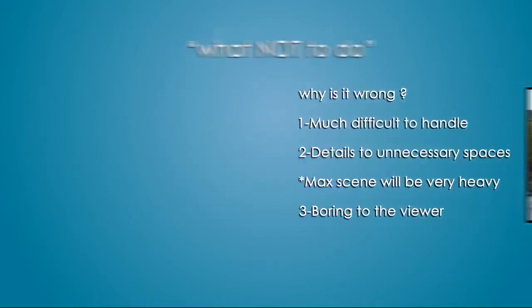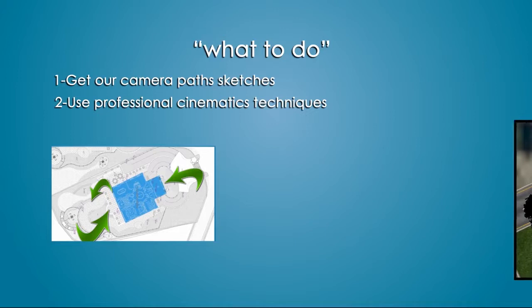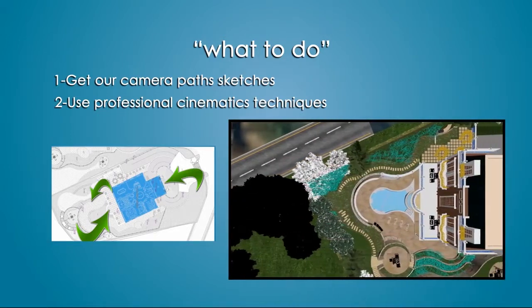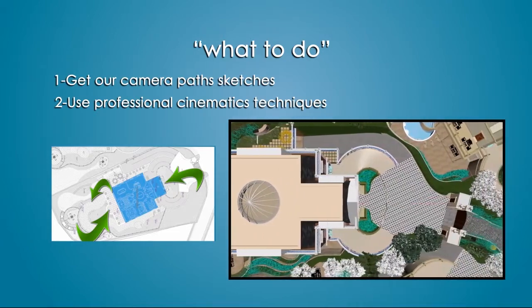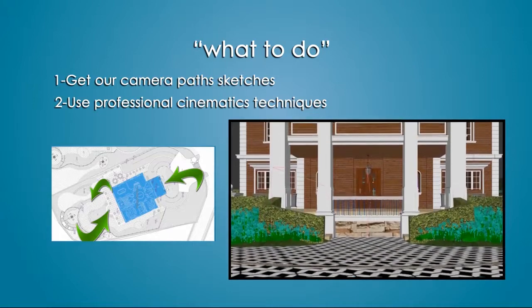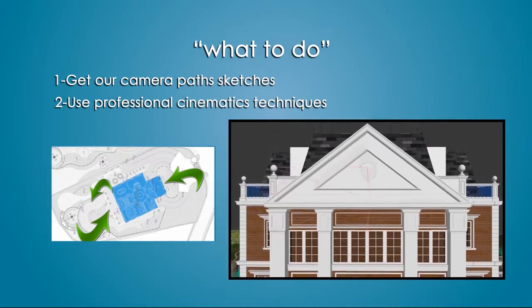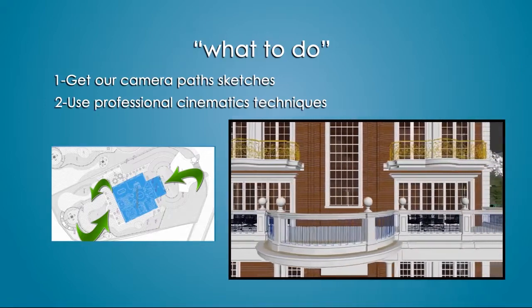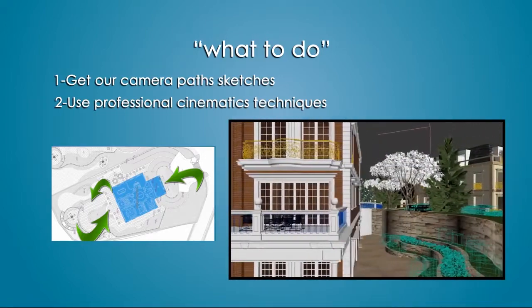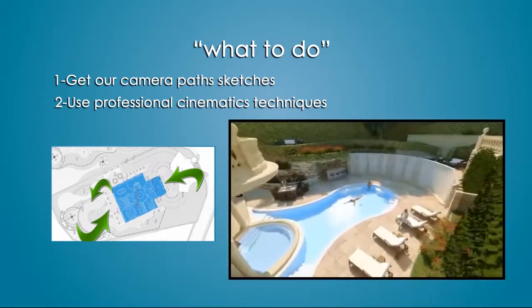What we are going to do is, one, we will get our camera path sketches. Two, we will work our way through them with professional cinematic techniques for camera movements used by real movie creators. In this section, we will learn techniques like the pan, the dolly, the vertigo, and other amazing techniques that really affect the quality of your movies, making the final product perfect. So get ready to learn how to do these cinematics in Max, and let's get started.